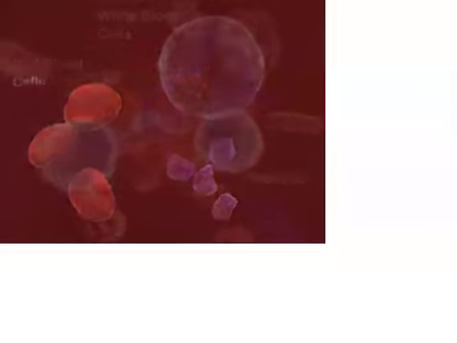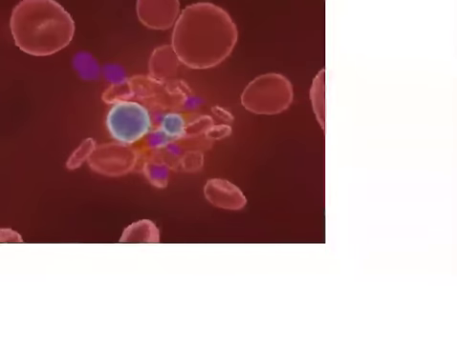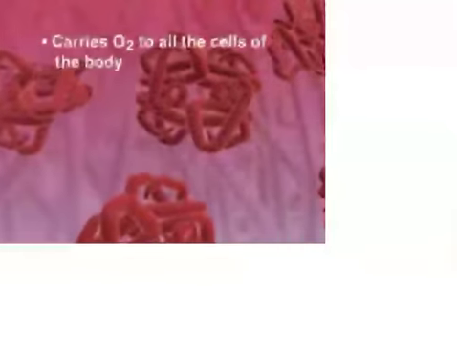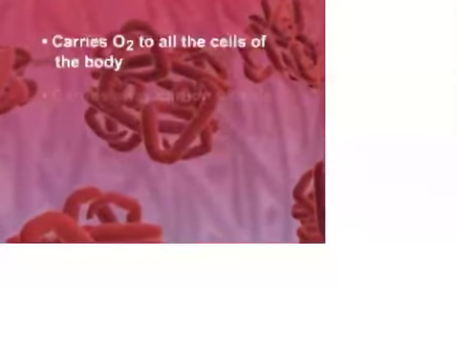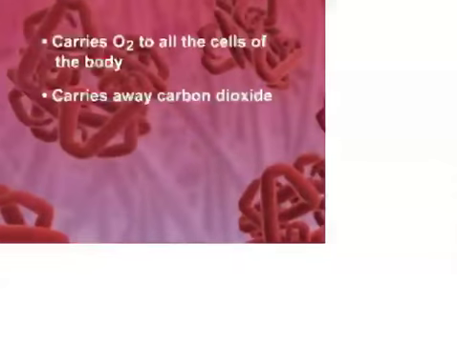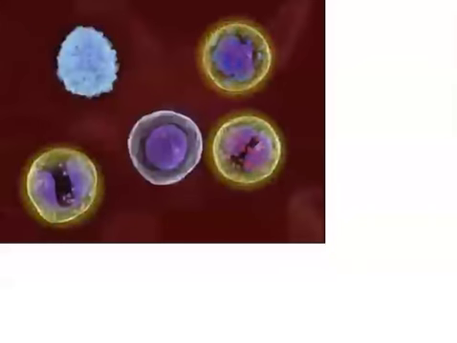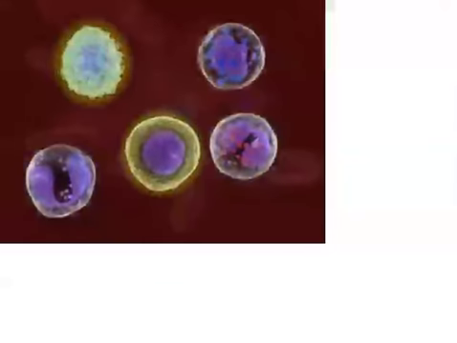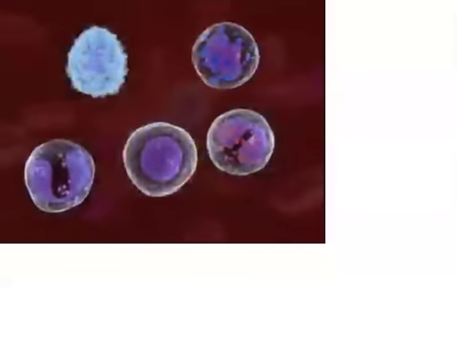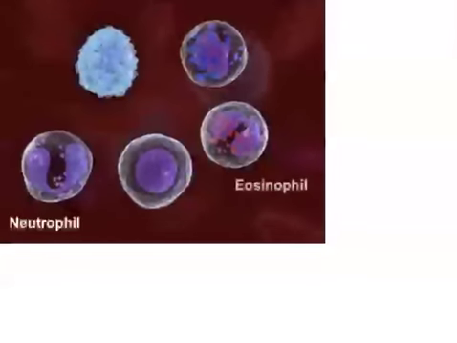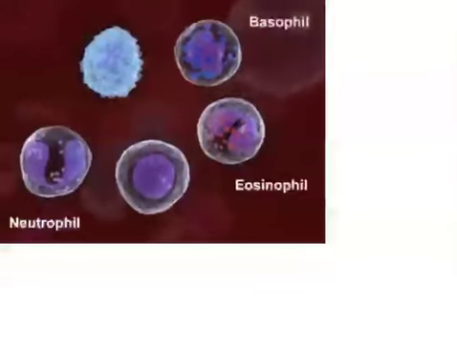Red blood cells have no nucleus, therefore they do not divide and only live 120 days. Red blood cells contain hemoglobin that carries oxygen to all cells of the body and then carries away carbon dioxide. There are 5 types of white blood cells, 3 granular and 2 non-granular. Under the microscope, the granular types appear to have grains. They are neutrophils, eosinophils, basophils.